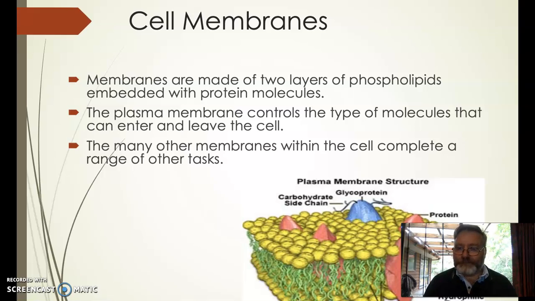So, I'm sitting in the wrong place there, over top of the membrane. That's right. Membranes are made of two layers of phospholipids. So, we've got this part here called the head of the phospholipid, and these green bits are called tails. Embedded throughout are proteins. So, there's a glycoprotein here, a protein and glucose mixture, a little carbohydrate side chain.